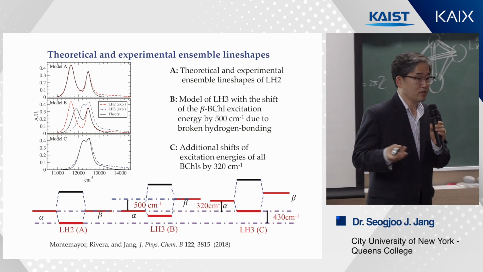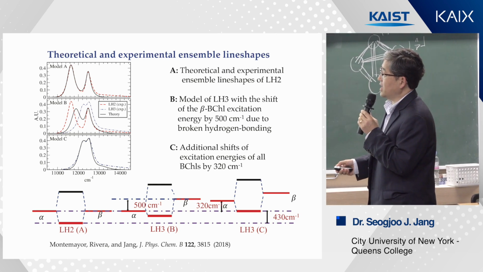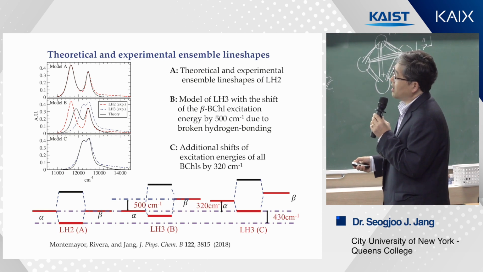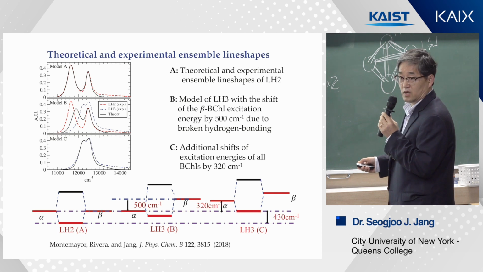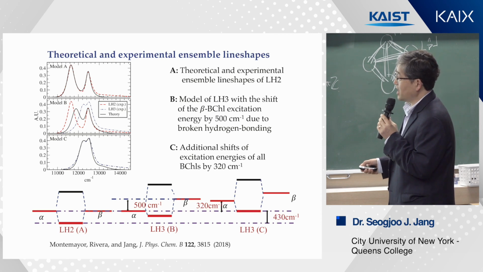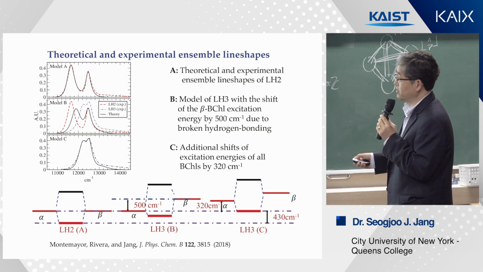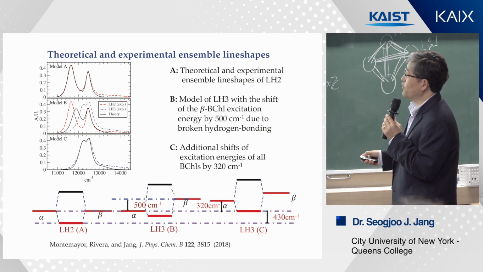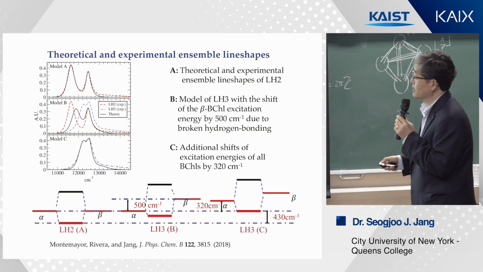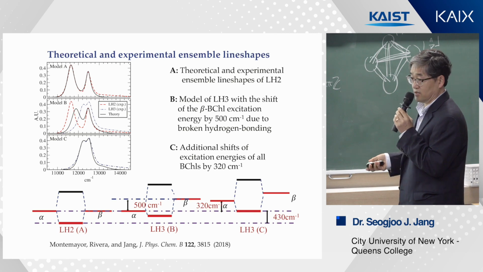So we are kind of disappointed, but this was kind of expected. Let's say this is a simpler two-level system view. When only one of them is shifted in energy, if you create symmetric and anti-symmetric linear combinations of the two, the lower state wouldn't really change that much compared to the change of one bacterial chlorophyll. So even though one bacterial chlorophyll has a significant change in excitation energy because of the broken hydrogen bonding, this alone is not sufficient to explain the experimental result.